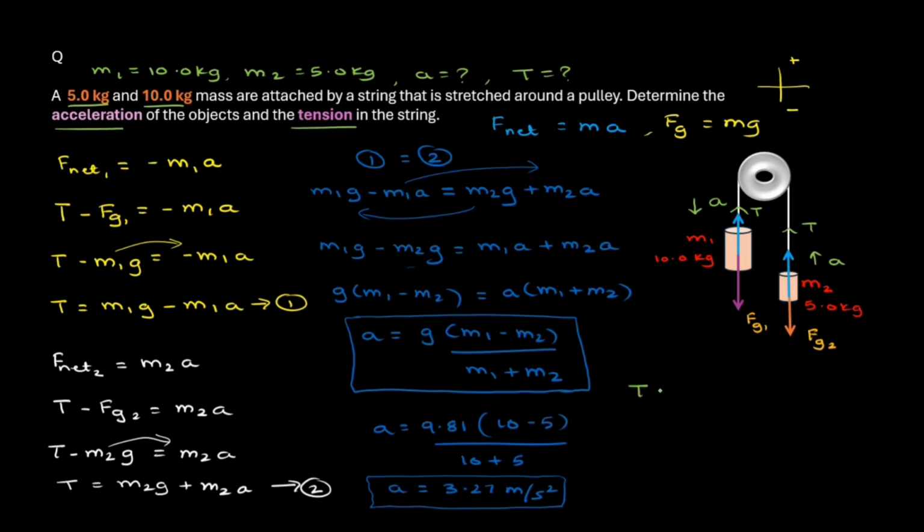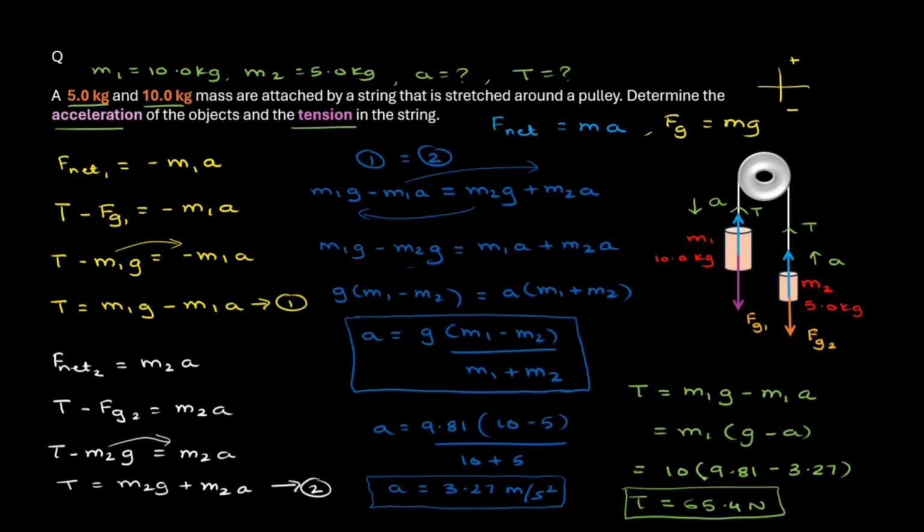We write tension T equals m1g minus m1a. Let's take m1 common, g minus a. Now substitute m1 is 10, g is 9.81, and a is 3.27. After you solve this, you get the tension in the string to be equal to 65.4 Newton. And since this tension is same on both sides of the string, we just have to calculate it once. So this is how you find the acceleration of masses and tension in the string in an Atwood machine.